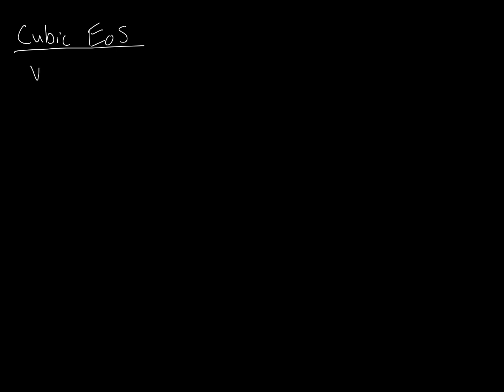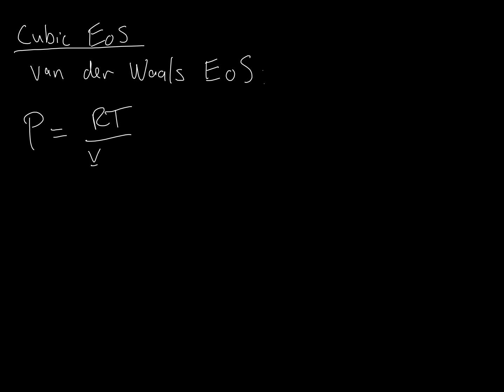So the van der Waals equation of state is not particularly accurate, but everyone likes to use it because it is the simplest. Now the equation is P is equal to RT over V minus B, minus A over V squared.